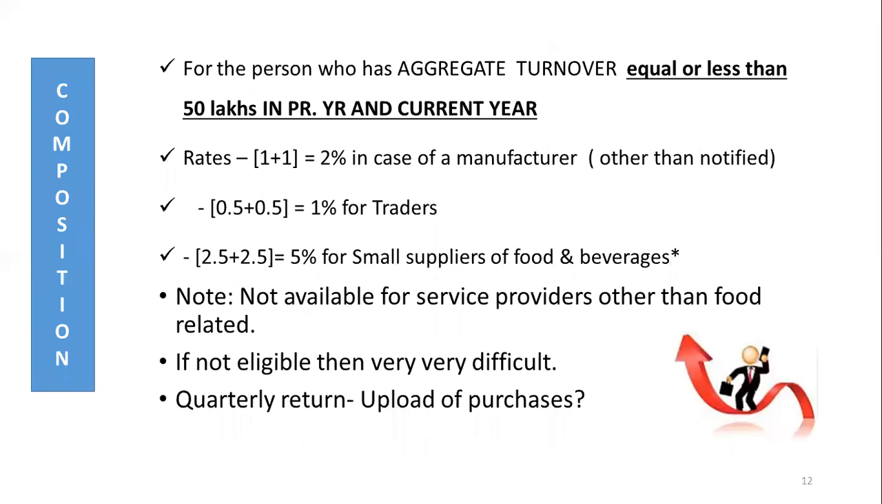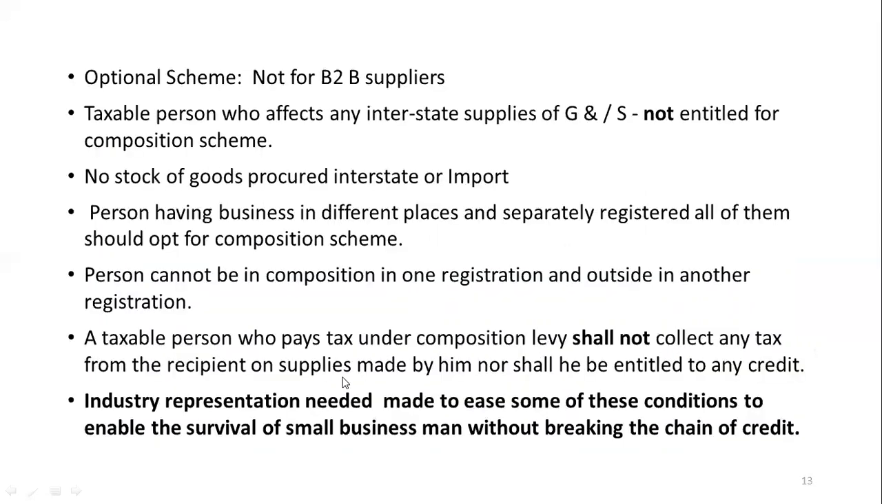Now, these are the rules for the composition scheme. It is for a person whose aggregate turnover is not more than 1 crore in the previous year and current year. The rate is 2% for manufacturers, 1% for traders, and for small suppliers of services it is 5%. This is actually 1% plus 1%, in the CGST and SGST. So it's a combination of both the GSTs. That's why these are like this.